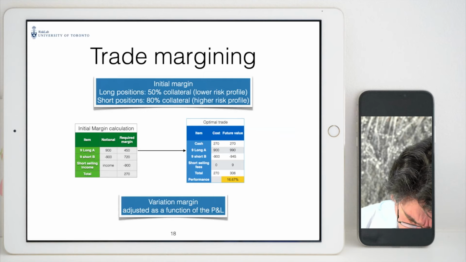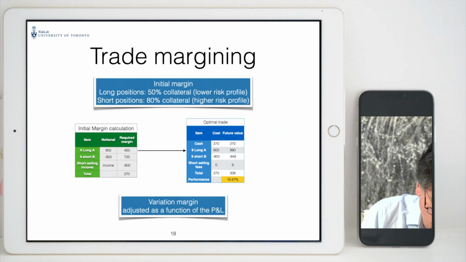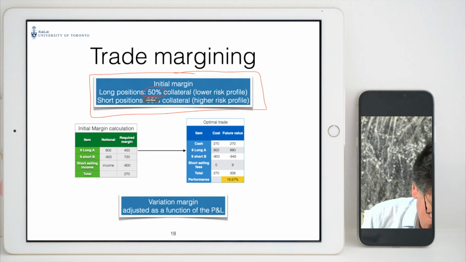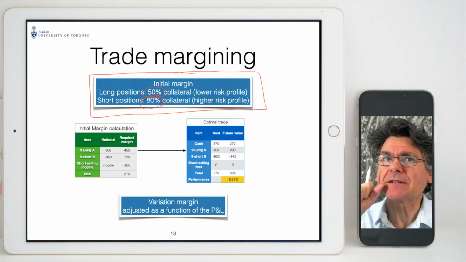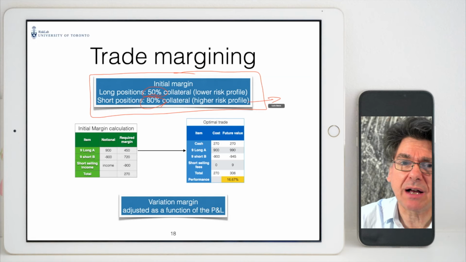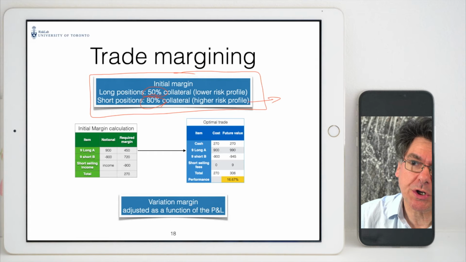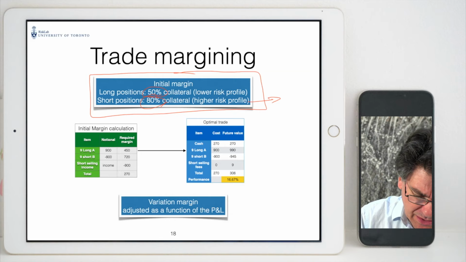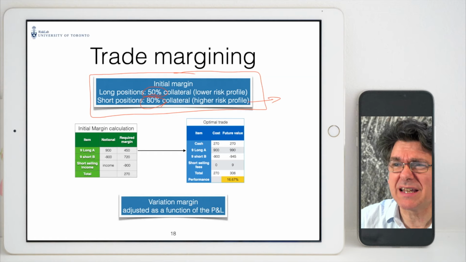This is a typical margin requirement. You need 50% collateral for long positions and 80% collateral for short positions. Why is that? That's because short positions, as we saw, have high risk profile. They have unlimited liability. That's why there's higher margin for shorts than for longs. Let's stick with these and not question them. Banks have their own rules, and it's very often like this.